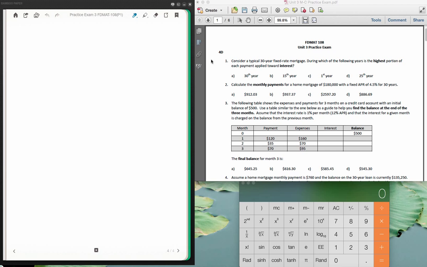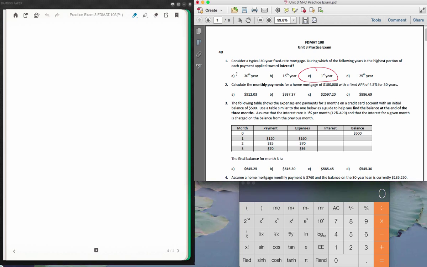Consider the typical 30-year fixed rate mortgage. During which of the following years is the highest portion of each payment applied towards the interest? Now, if you remember about amortization of loans, in order for the bank to make more money, they're going to want more of that interest collected up front, just in case you move after 2 or 3 years. So the very first year is when you'll have the most amount.